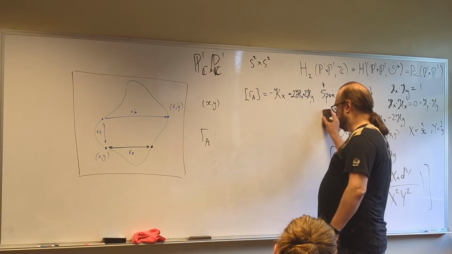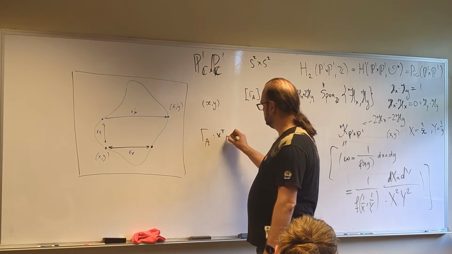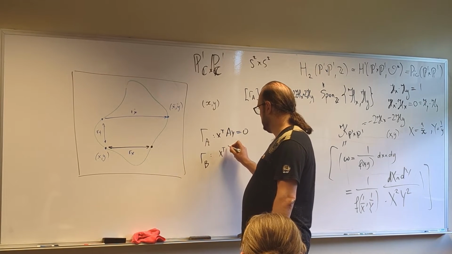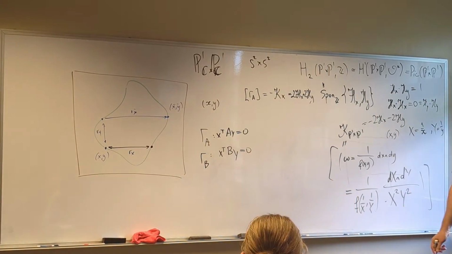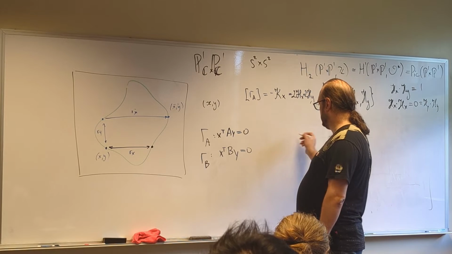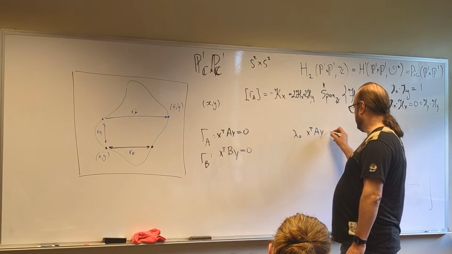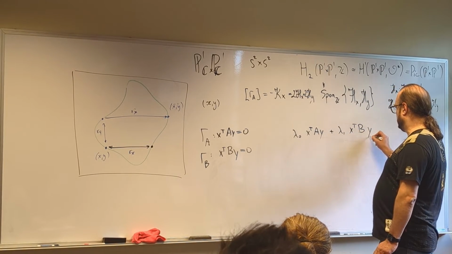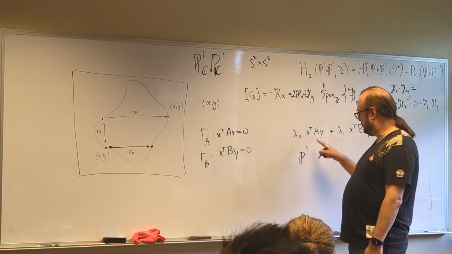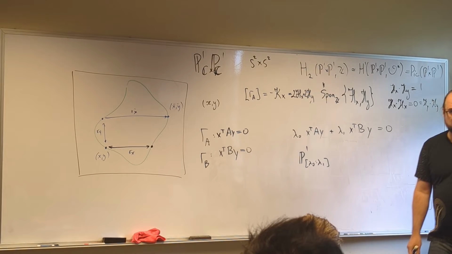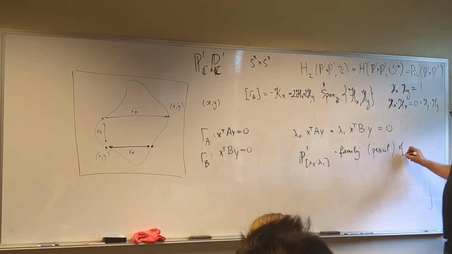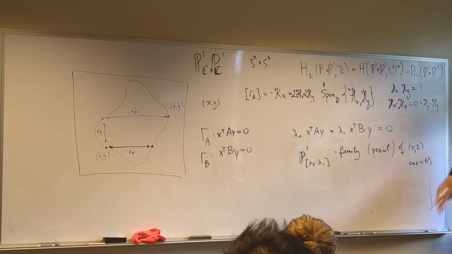I'll just write it as X transpose AY equals 0. And then I take another matrix B and take the curve gamma B, X transpose BY equals 0. And take their linear combination. So it would be lambda naught X transpose AY plus lambda 1 X transpose BY equals 0. So this gives me a one-dimensional family. So this is a P1, where P1 is this pair lambda 0, lambda 1 up to proportionality. And such a family is called a pencil of two curves that are, of course, still in the same class.